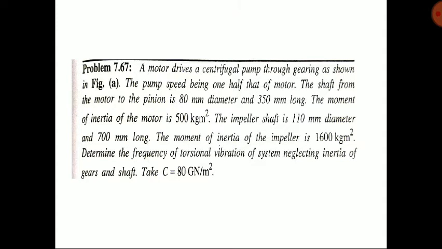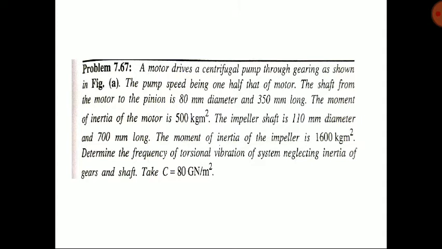The pump speed being 1/2 of that motor. The shaft from the motor to the pinion is 80 mm diameter and 350 mm long. The moment of inertia of motor is 500 kg/m square. The impeller shaft is 110 mm diameter and 700 mm long. The moment of inertia of the impeller is 1600 kg/m square. Determine the frequency of torsional vibration system neglecting inertia of gears and shaft.